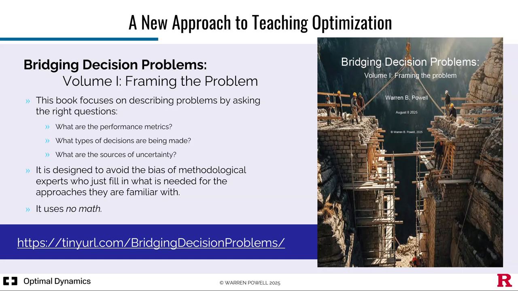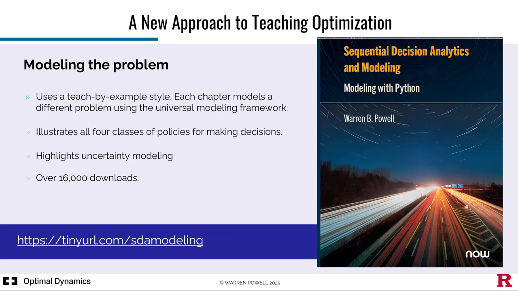This is designed to train a group of people who are not going to actually know the details of specific modeling and algorithmic approaches, but they need to ask the questions that would help that community build those models. So it's designed to avoid the bias of methodological experts, but to draw out and get the information that is needed. Now, the second book that came out in 2022, Sequential Decision Analytics and Modeling, uses a teach-by-example style.